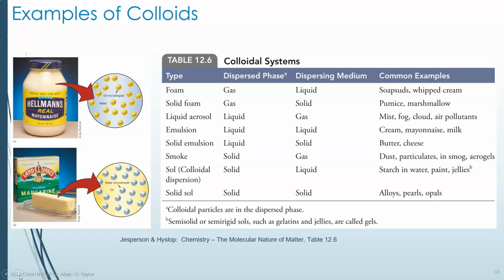Starch, when you dissolve it in water, doesn't actually dissolve completely. It makes kind of a slurry, what's called a colloidal dispersion. And there are even solid-in-solid colloidal systems like pearls or opals. Opals are minerals that are considered semi-precious stones, as are pearls for that matter.